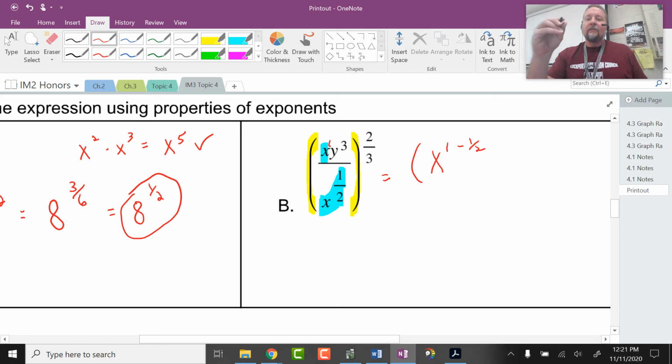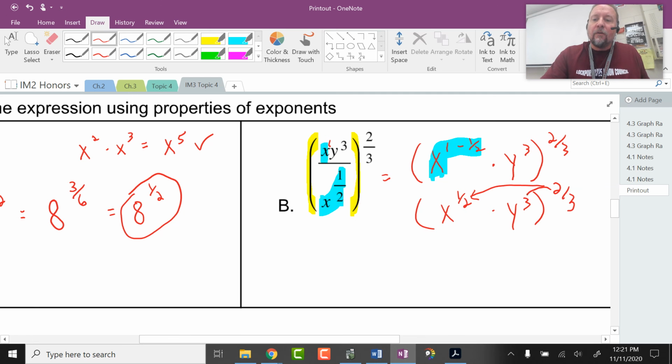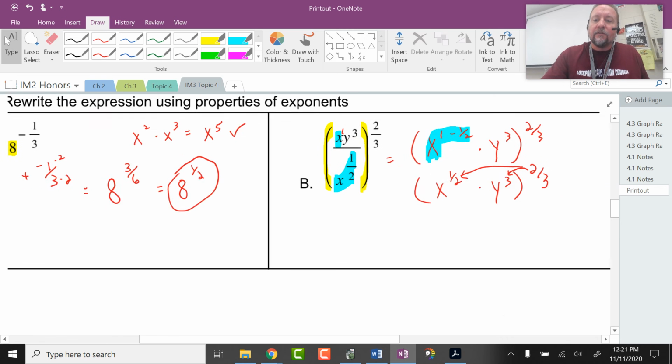You subtract the exponents. Then just write the y and then write the 2/3 because I haven't dealt with those yet. Just going to leave that alone. And I want to take care of this. And actually, this works out very nicely. 1 minus a half is a half. So this becomes x to the 1/2 power. Now I can go ahead and raise this power to the power, distributing this.